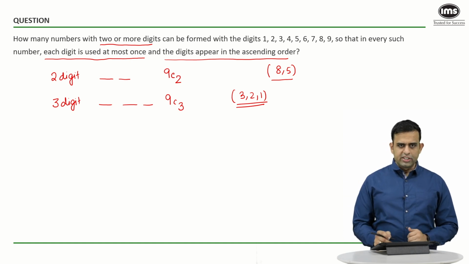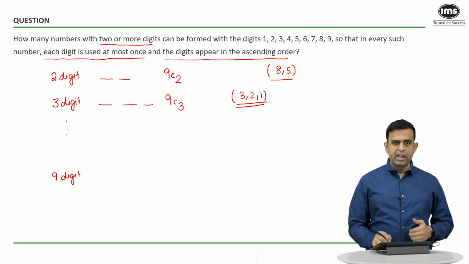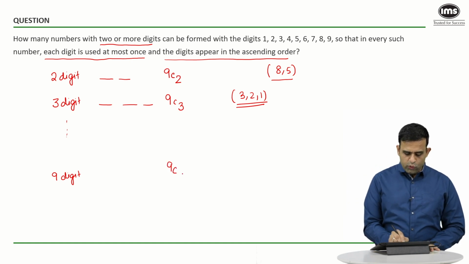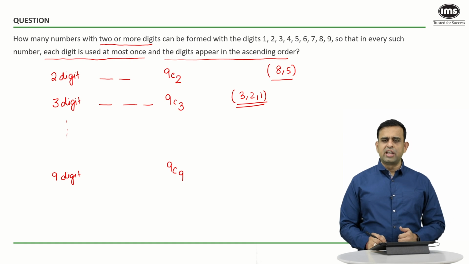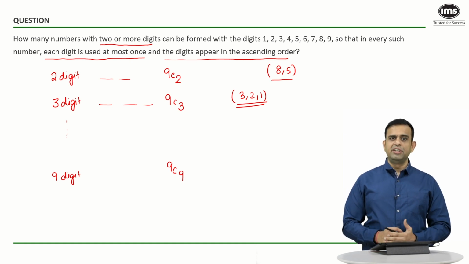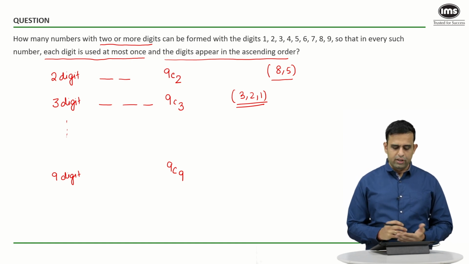So now, if you can see, this is going to go up to nothing but 9 digits. Since I have 9 digits and I don't want to repeat, I can have a maximum of 9 digits over here. And this can only be done in one way, which is 9C9, since I can have only the numbers 1, 2, 3, 4, 5, 6, 7, 8 and 9 in this case. So my answer has to be nothing but the sum of all these numbers.